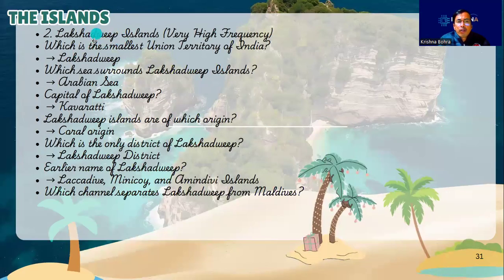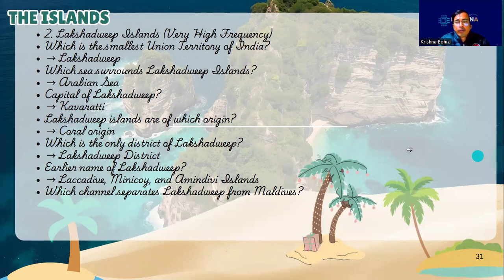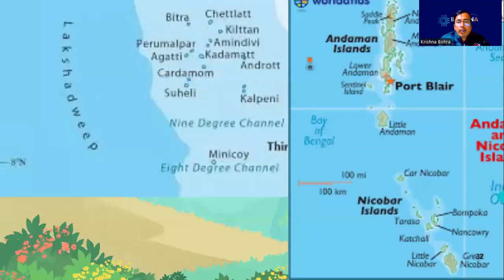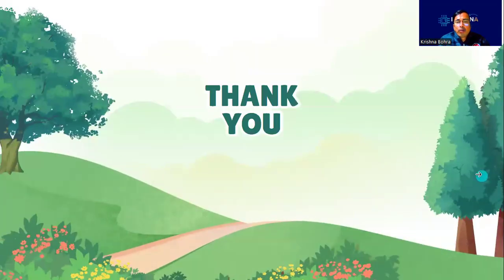Some of the important facts for the Lakshadweep Islands you can also find over here: the smallest union territory of India is Lakshadweep. The sea that surrounds the Lakshadweep Islands is the Arabian Sea. The capital of Lakshadweep is Kavaratti. And one important feature is that Lakshadweep is of coral origin. So you can read the particular information given over there.